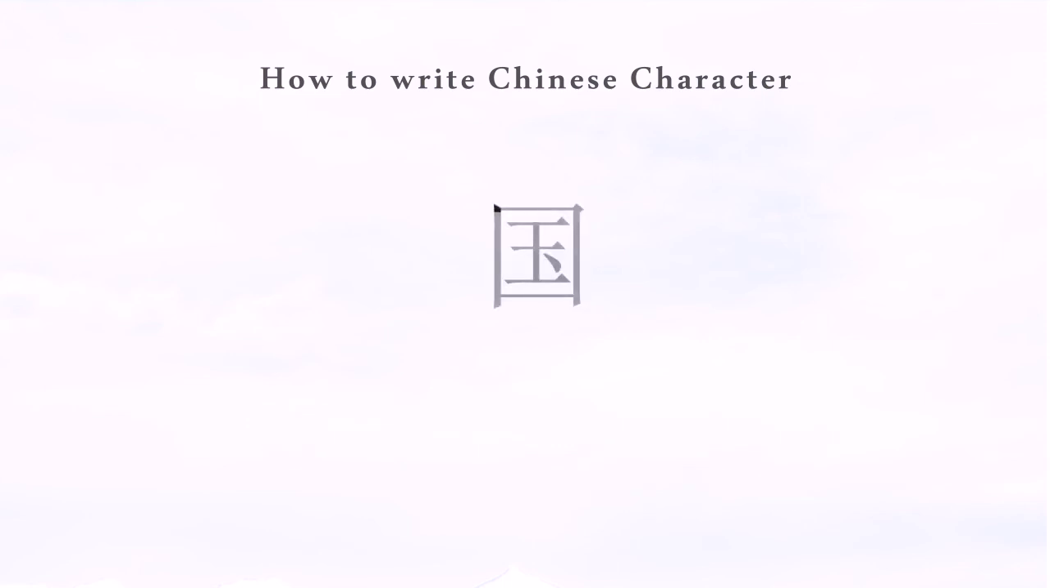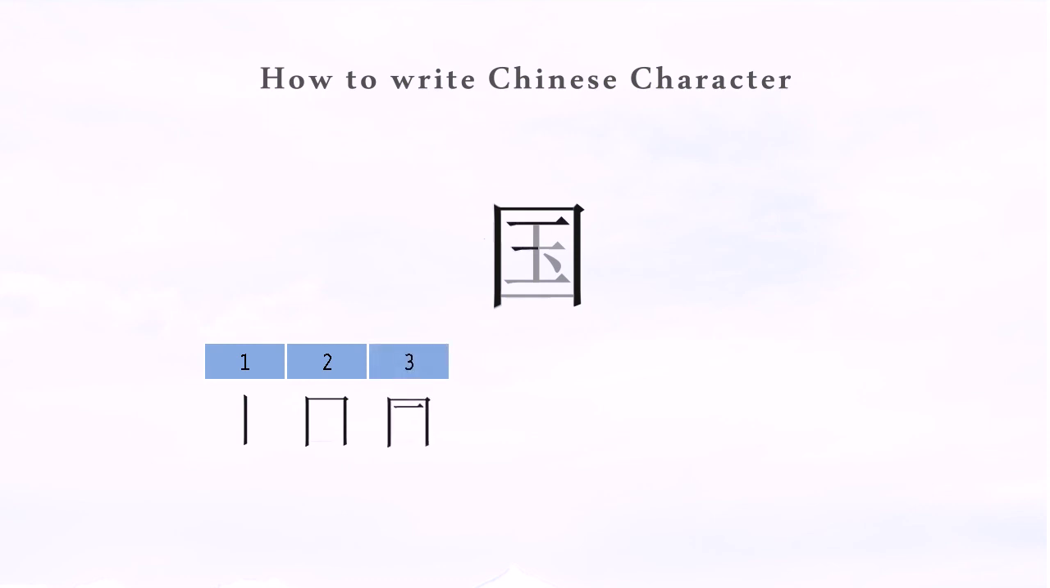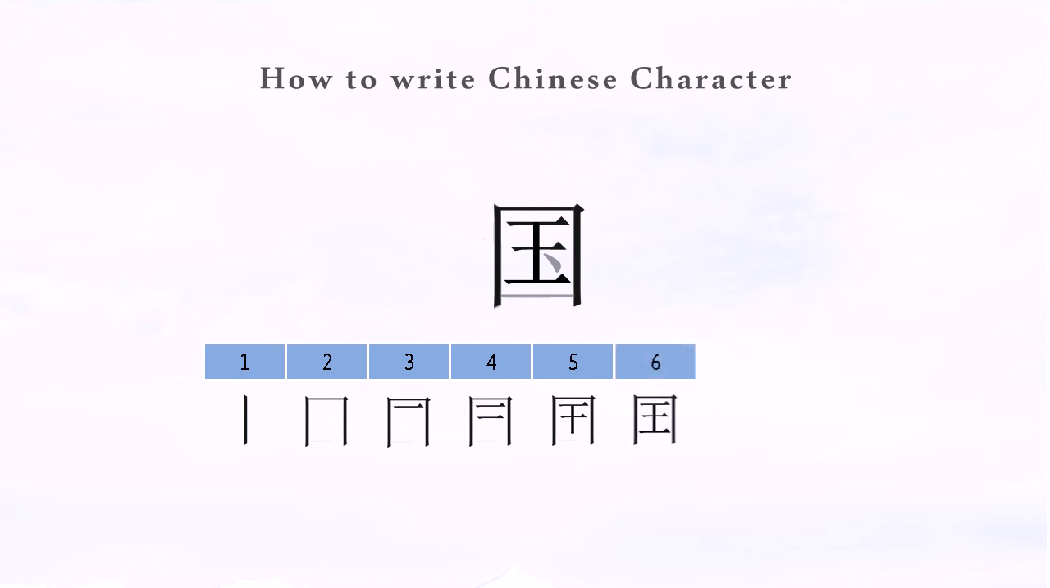Another example, 国, which means country. We have here 8 strokes. The same, start from the left to the right, left to the right, up to down, left to right, this spot, and then left to right.